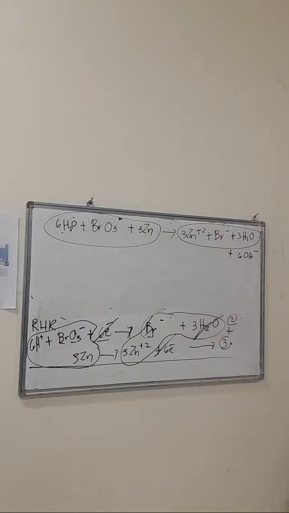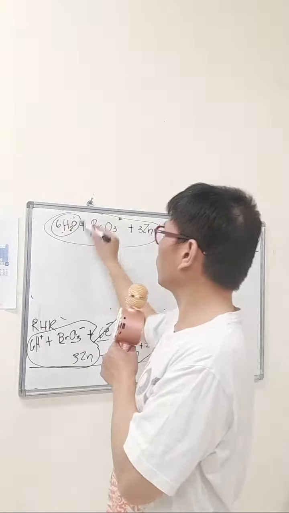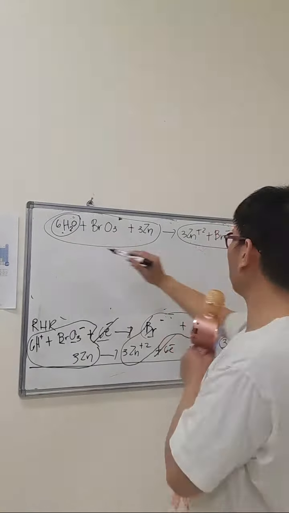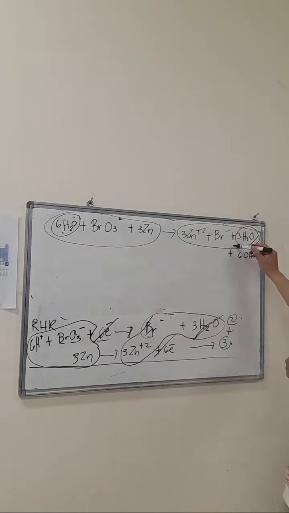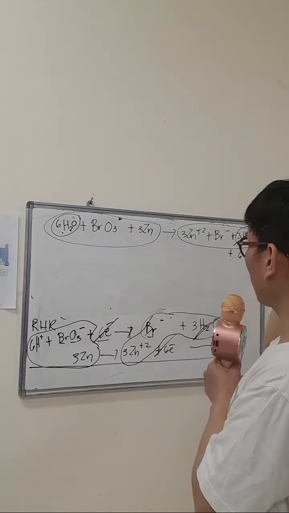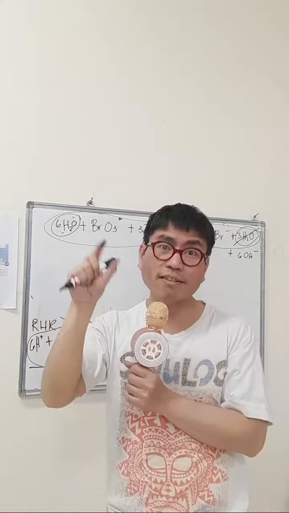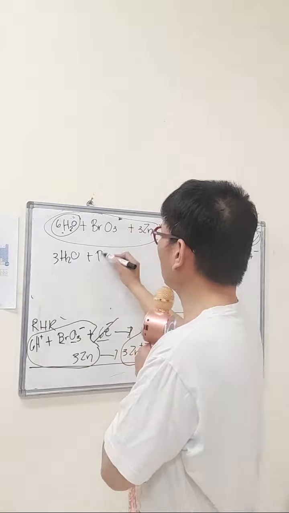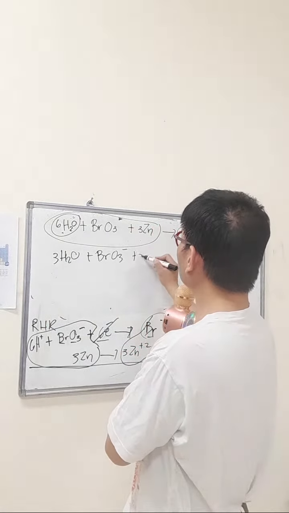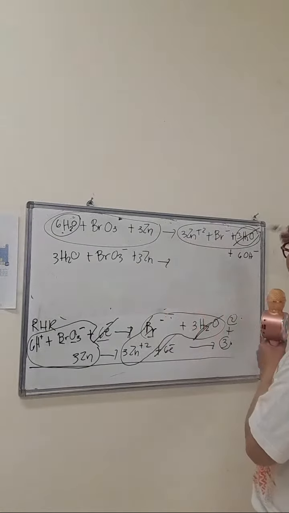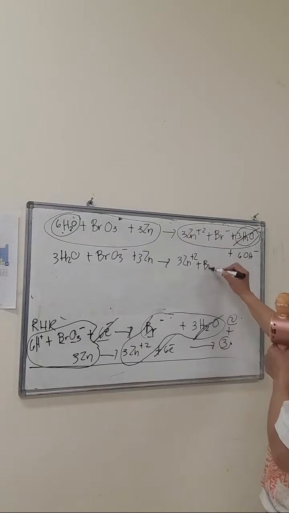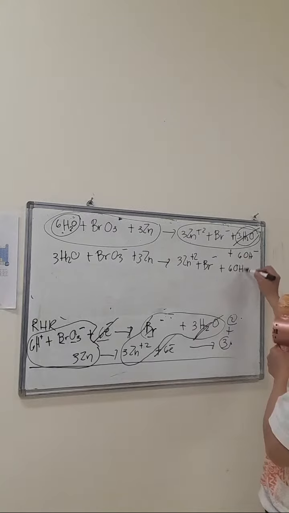Now take note of what they have in common. We have water in the left and also water in the right. The water in the right is only 3 moles and the water in the left is 6 moles. So the 6 moles is bigger, so we need to subtract directly. 3 moles cancel, so 6 minus 3 is 3 moles of water. We put 3 moles of water in the left because 6 is higher than 3. So 3 moles of water, plus bromate, plus 3 zinc. Then the water in the right has been lost. 3 zinc positive 2 plus bromide plus 6OH negative.